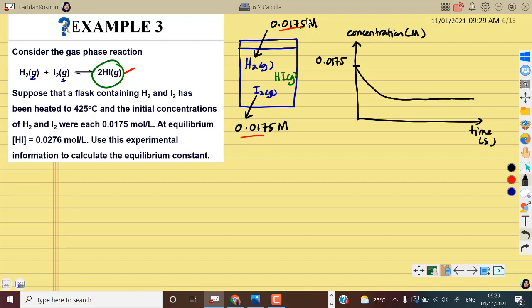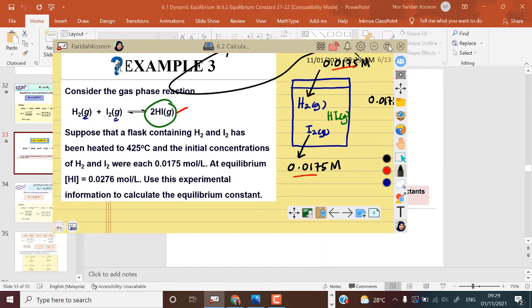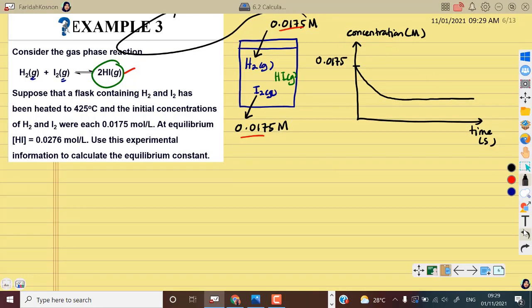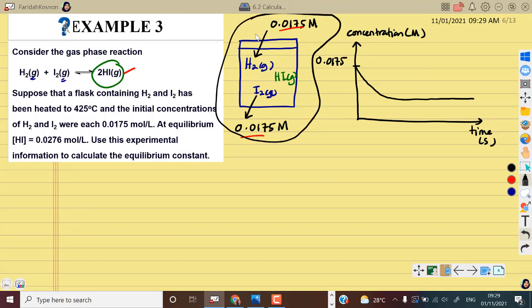When the system, this system, ini adalah sistem kita. When the system reach equilibrium, apa kriteria apabila sistem mencapai keseimbangan? The concentration of reactants and product remain constant. Jadi ini adalah concentration bagi hydrogen gas. Okay, iodine gas pun samalah. Cuma saya nak rujuk satu reaktan saja.